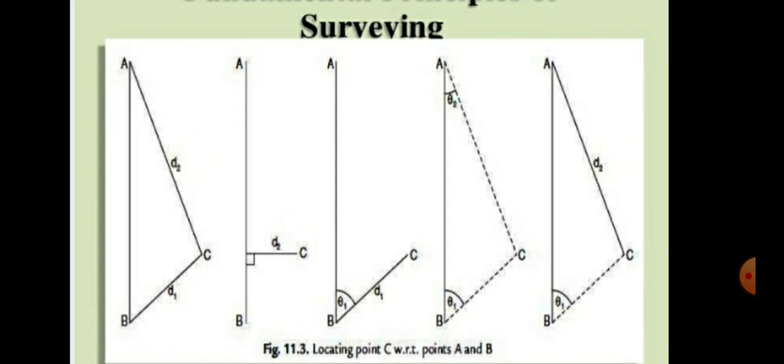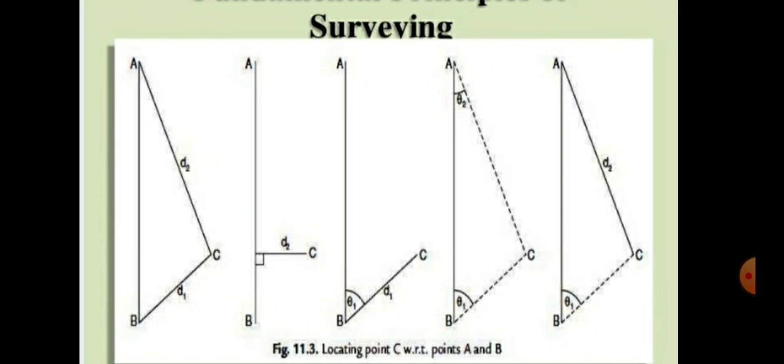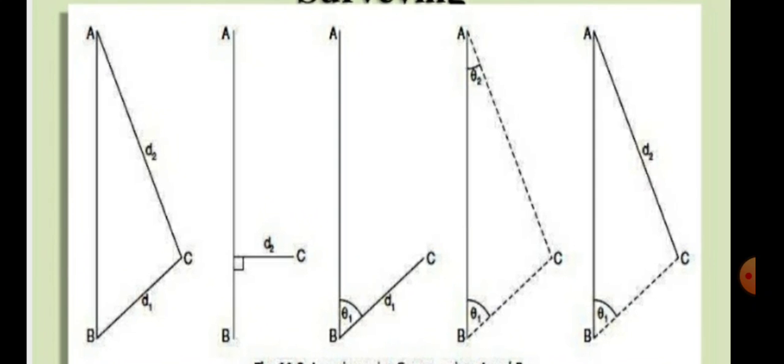And from C, what happens? A and B are the points and you take the perpendicular distance from point C to the line, and this point can be located. Further, in the next one, C can be located with the help of either angle ABC or angle CBA, that is theta 1, and further the distance CB can be calculated with the help of some linear measurement.